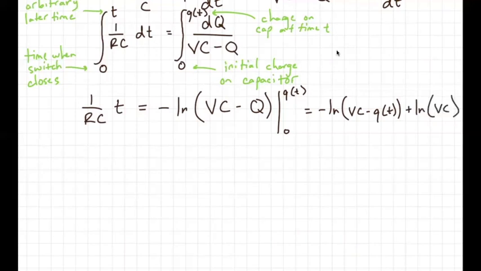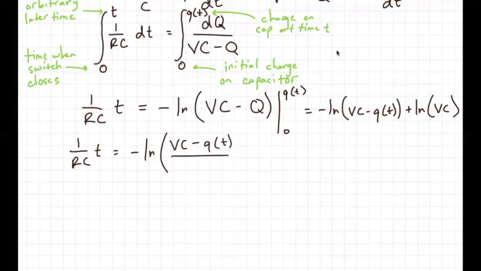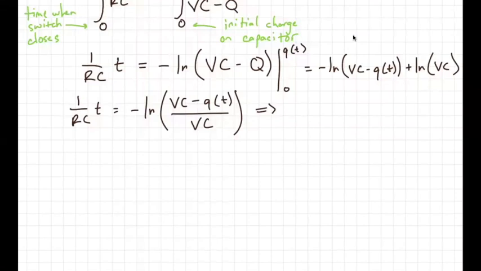Okay, so I'm going to use log rules to combine terms here. So 1 over RC on the left times t equals minus log of VC minus Q(t) over VC. All right, using log rules. And then moving the minus sign over, and also exponentiate. So if I do that on the left side, I've got e to the minus t over RC is equal to VC minus Q(t) over VC.